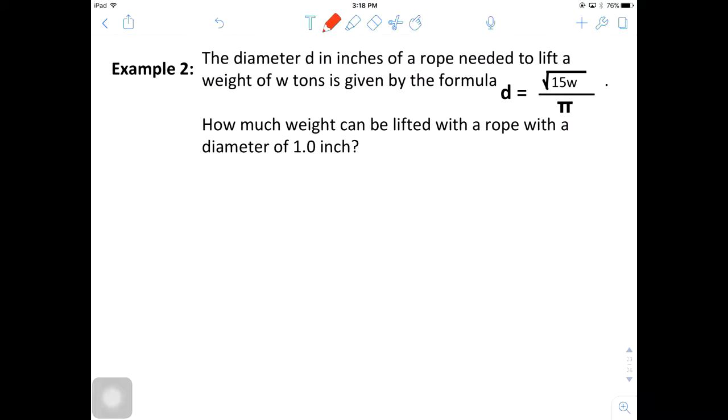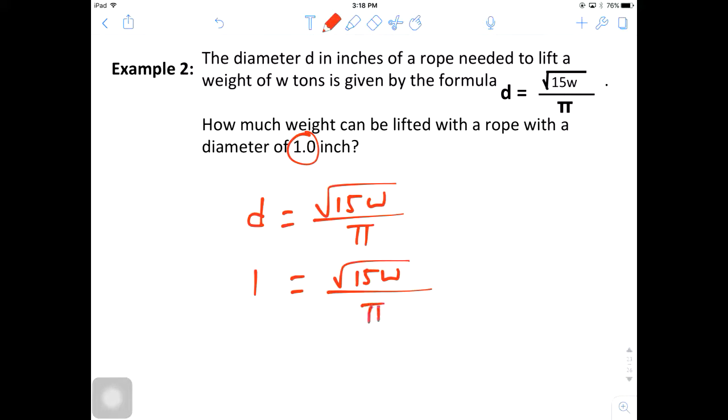It says the diameter d in inches of a rope needed to lift a weight of W tons is given by the formula right here. How much weight can be lifted with a rope with a diameter of 1 inch? If the diameter is already given, we're just going to substitute that into the formula. Let me copy that formula first. So we're going to substitute 1 for d, and then next, I'm going to solve for w.